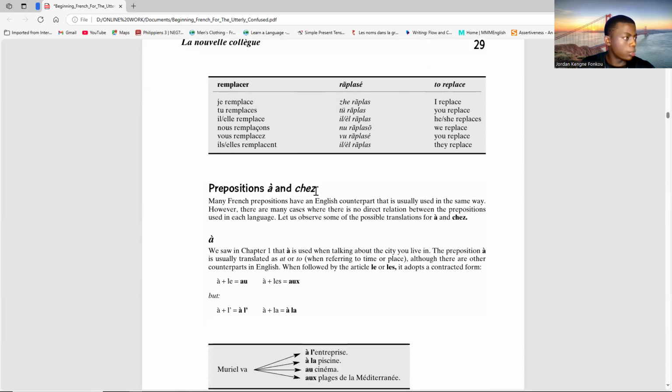And here we have the prepositions à and chez. Many French prepositions have an English counterpart that is usually used in the same way. However, there are many cases where there is no direct relationship between the prepositions used in the English language. Let us observe some of the possible translations for à and chez. Remember again, keep in mind that French and English are somewhat different.